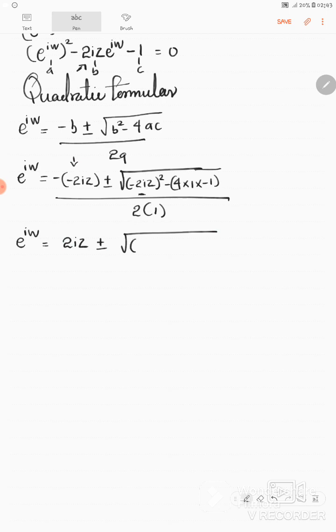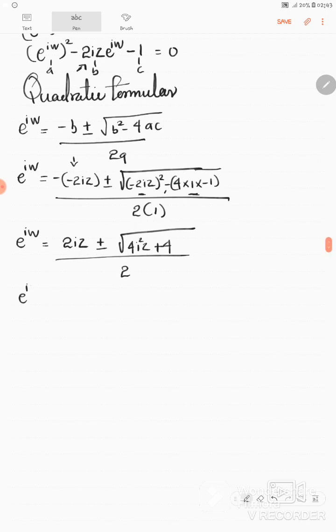We're going to have minus 2 squared is 4 i squared z squared, minus open bracket. When we simplify this bracket, we are going to have 4 times minus 1, that's minus 4. Minus 4 times minus will give us plus, that's plus 4, all over 2.